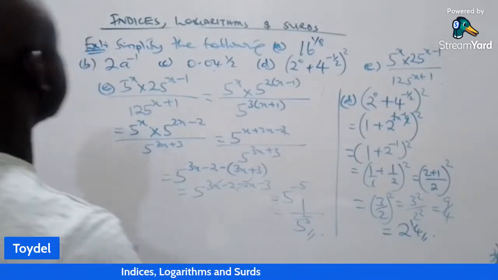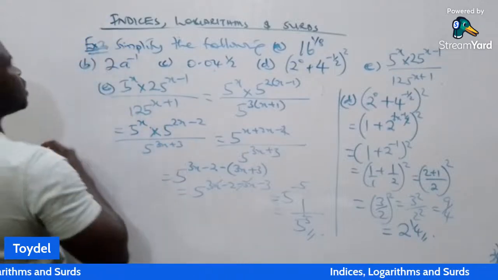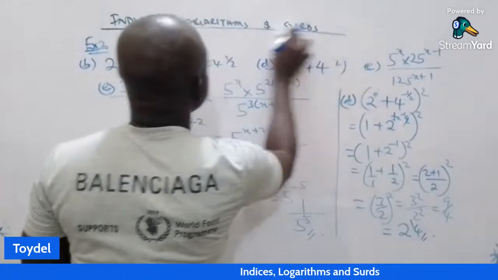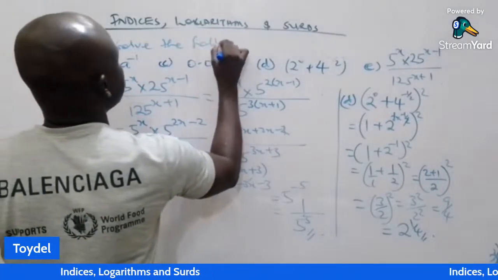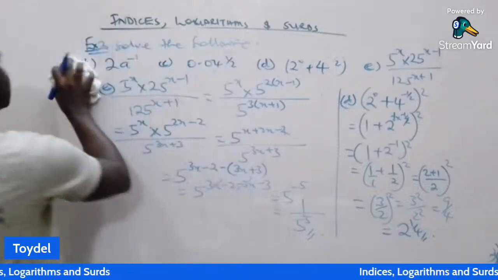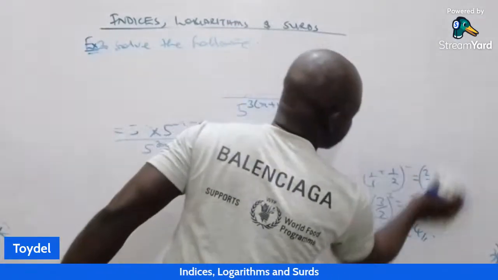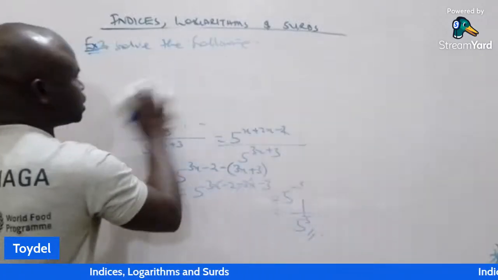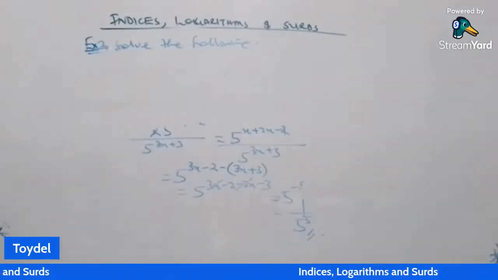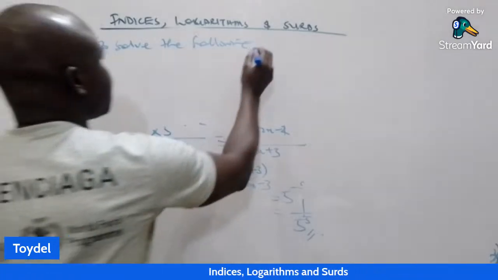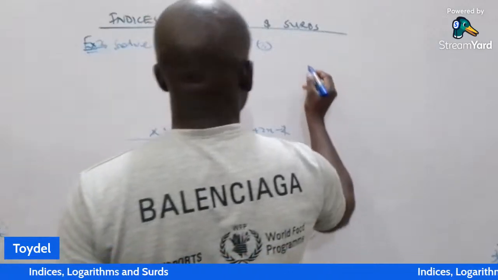I'll just give two examples on simple exponential equations. Let me call that example 2, where we have simple exponential equations. It says solve the following. I'll give just two examples. So please, if you want to know more about indices, just check my videos. I have videos on indices and simple exponential equations. Just go to my YouTube channel.